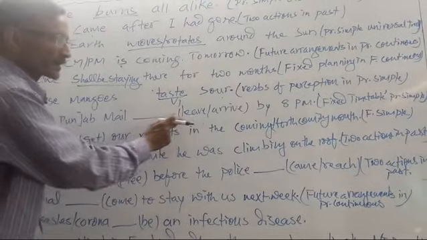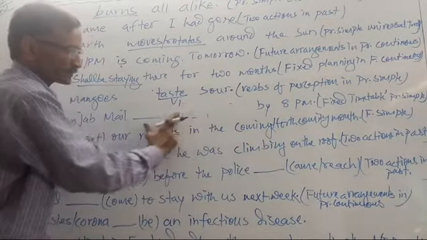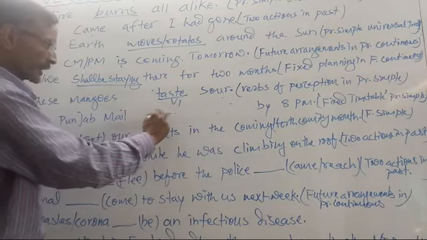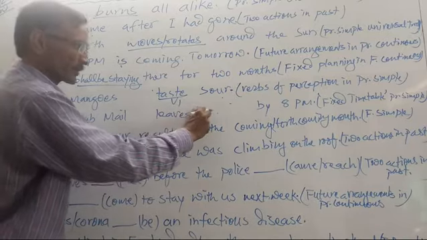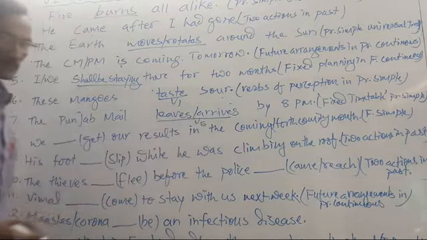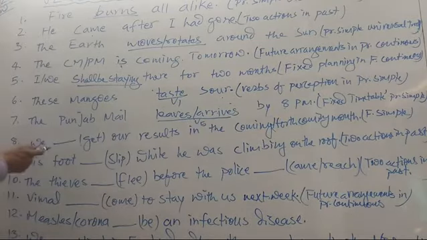The Punjab Mail again dash, fixed timetable is always shown in present simple form. So here it will become V5 form. So we have to change it, and we have to supply leaves or arrives. Leaves or arrives, V5 form of present simple. Since it shows fixed timing, we have to go very minutely.